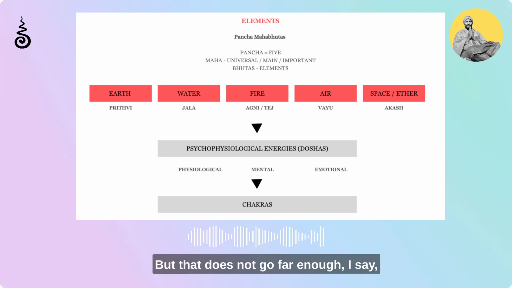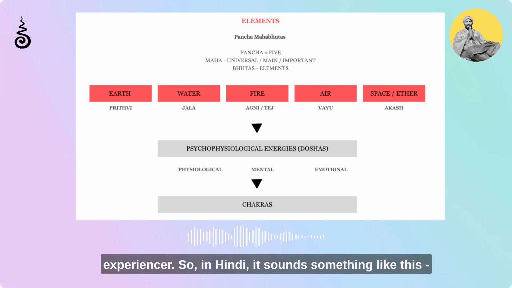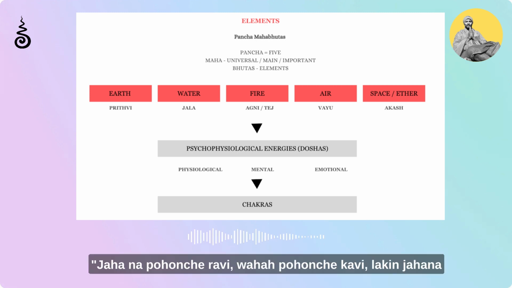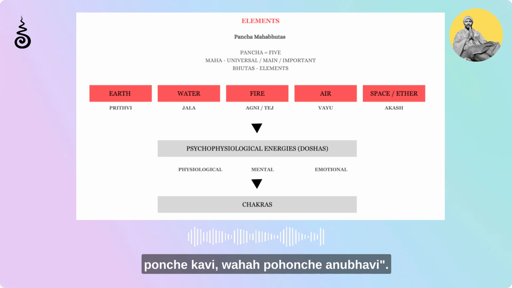But that does not go far enough. I say, where a poet cannot reach, there will go an experiencer. So in Hindi, it sounds something like this. जहाँ न पहुँचे रवि, वहाँ पहुँचे कवि. लेकिन जहां ना पहुंचे कवि वहां पहुंचे अनुभवी.